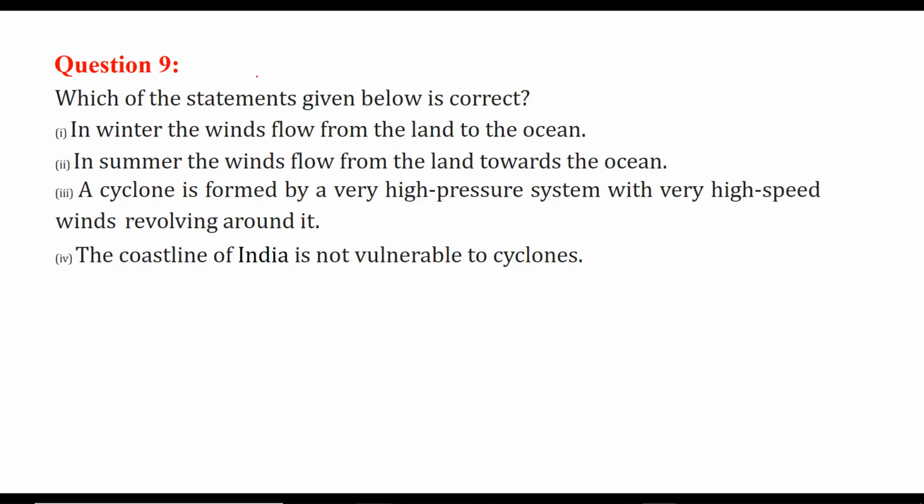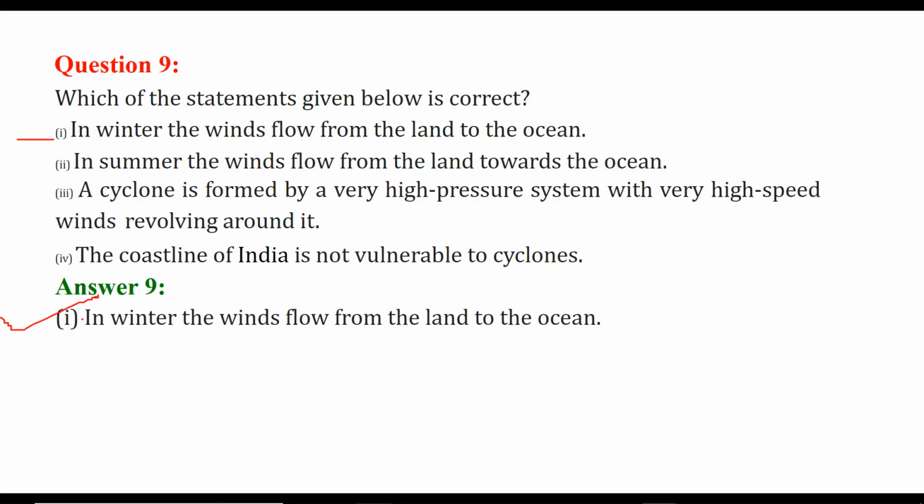Which of the statements given below is correct? So please read them one by one. In winter, the wind flows from land to the ocean, and this is correct. This is the correct one. In the winter, wind actually flows from land to the ocean.